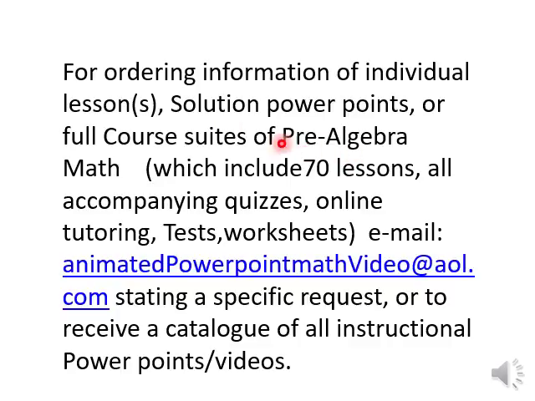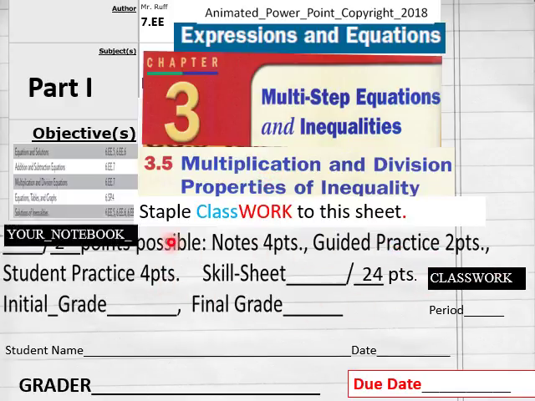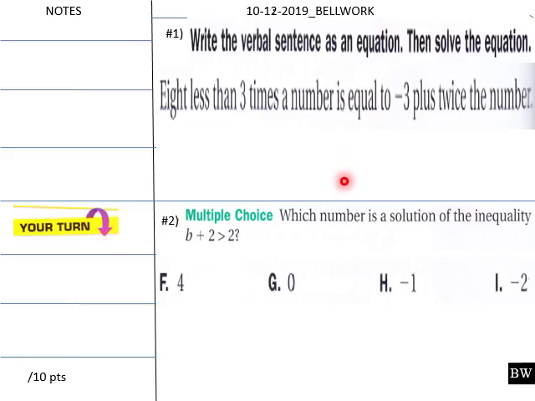Hello everybody, we're getting ready to do lesson 3.5 of pre-algebra math part 1: multiplication and division properties of equality. We have a 24-point skill sheet here for classwork, and then 2 points for notebook taking. Students, here is your bell work today.